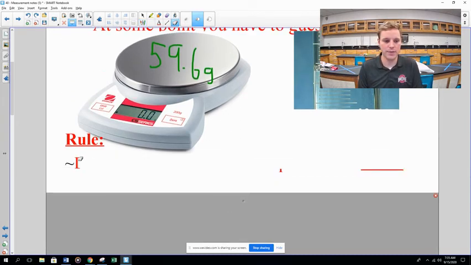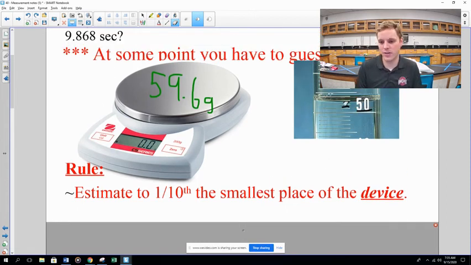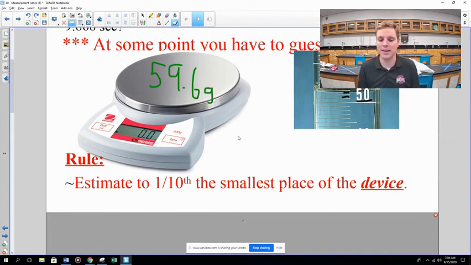One important idea. So this is an idea you've seen before. You always estimate to 1/10 of the smallest place value of the device. So with a graduated cylinder, each one of these tick marks is 1 milliliter. So we need to estimate to 1/10 of 1 milliliter. In other words, we need to move back 1 decimal spot to estimate. So this is a fancy way of saying move back 1 spot to estimate. So this scale knows for sure the ones place. That means you need to go and estimate to the tenths place, 1 spot behind that.